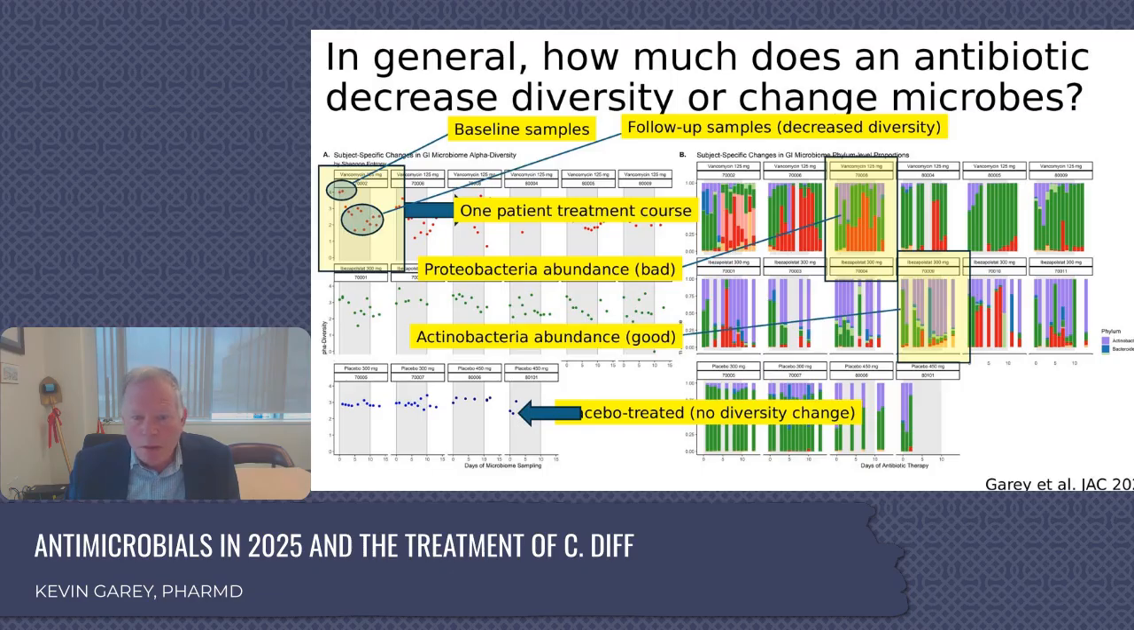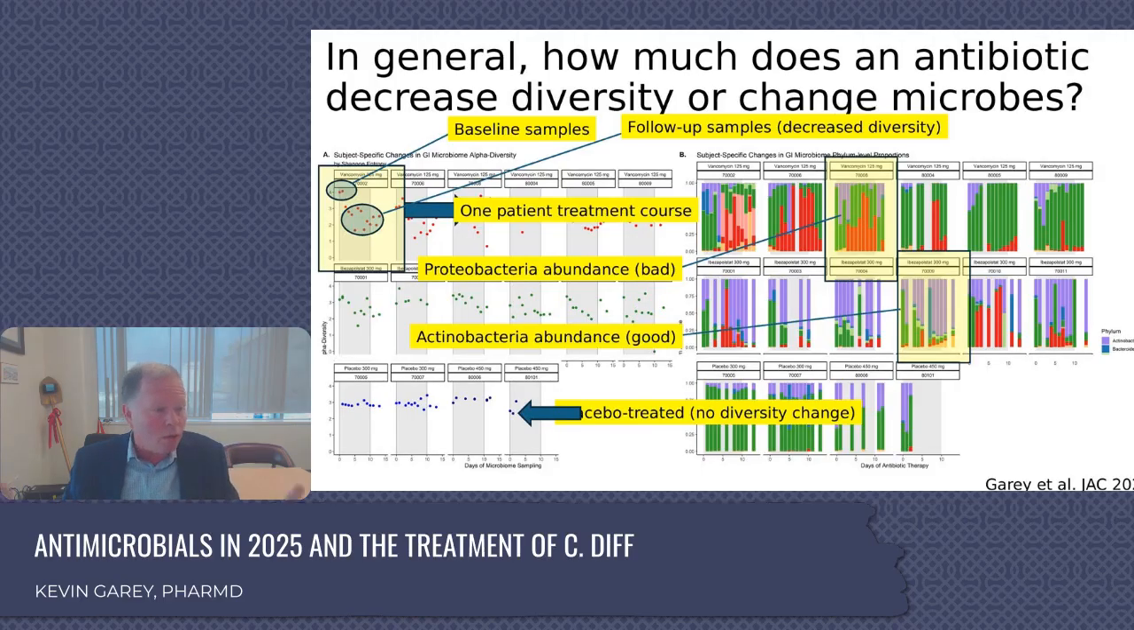Now, if you go down to the second row and you see my second little bullet, you see ibezapolstat, and this is patient 9. You do see changes, but actually changes for the good in this case, and that's increases of actinobacteria. So now all of a sudden you're saying to yourself, well, wait, both of these antibiotics are decreasing diversity, but they're changing it differently. One is causing increased abundance of pathobionts, and the other one is increasing abundance of something we like to have around. So that's taking your knowledge of pharmacobiome to the next level.